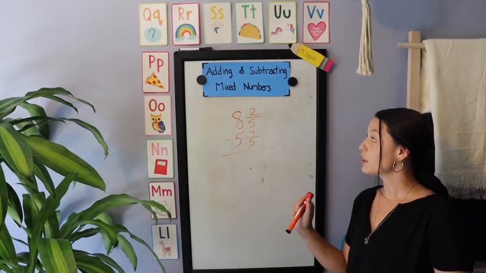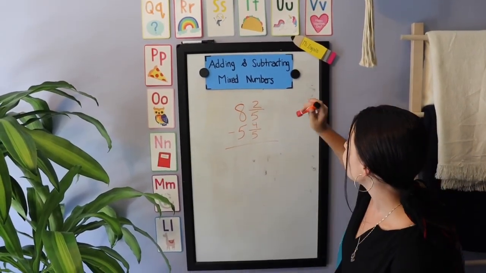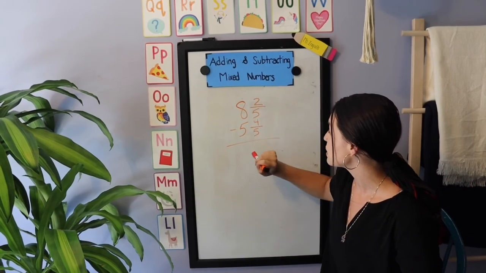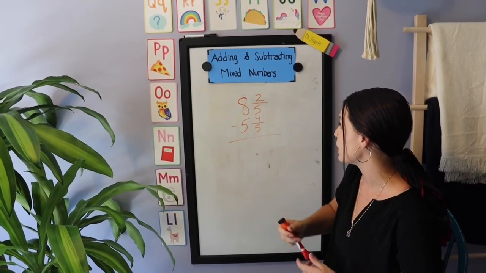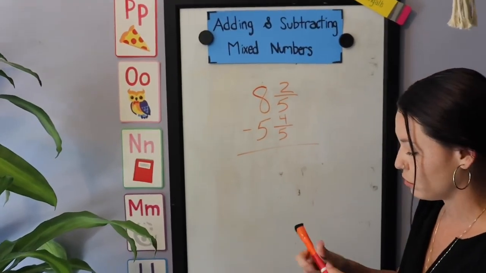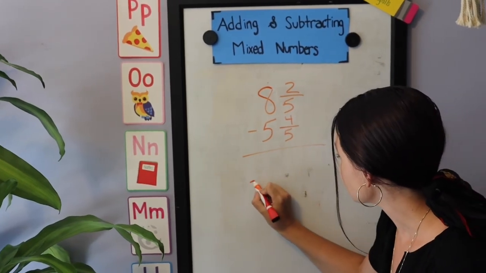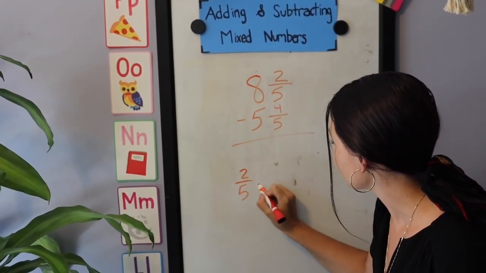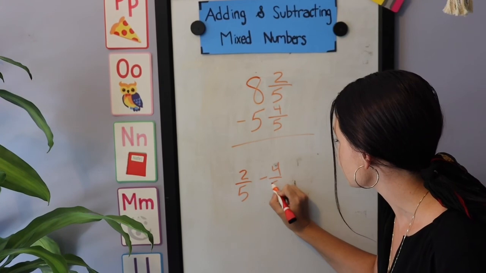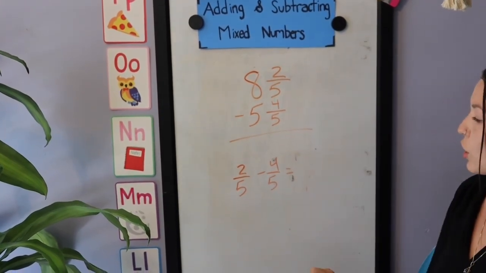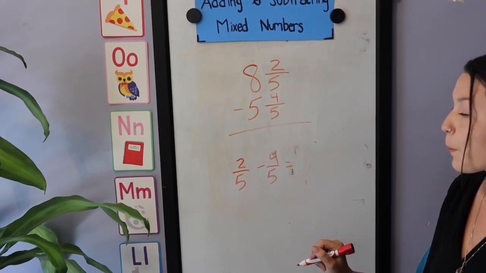So now we're going to try another subtraction problem, and we're going to do 8 and 2/5 minus 5 and 4/5. So if you subtract 2/5 minus 4/5, do you see what the issue is?